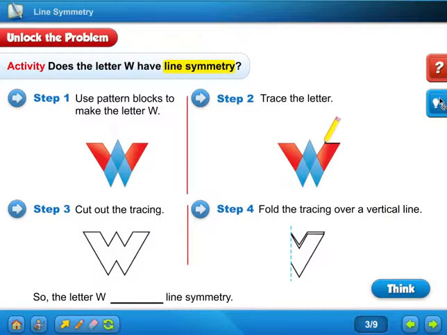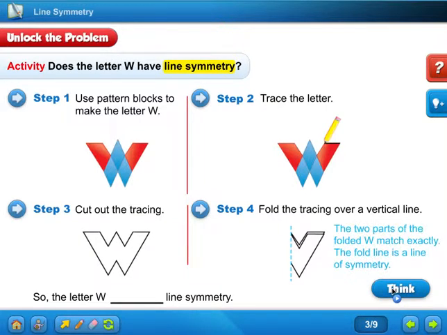So that would mean it has one line of symmetry. When I push the little think button, it says the two parts of the folded W match exactly. The fold line is a line of symmetry. So right here, that's the line of symmetry. So does it have symmetry? Yes. It has line symmetry because you can fold it in half and it folds right over and matches right up. But if you fold it any other way, it would not match up. So just right in half. All right, let's do the next one.